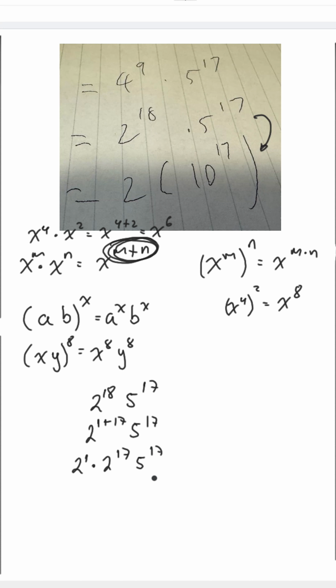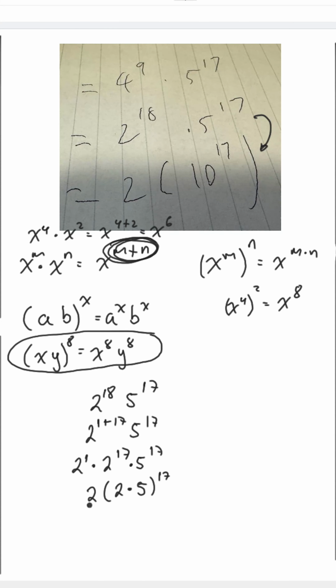And after that, we're going to remember that there is this property over here, all right? So if you have two terms that are elevated to the same power, all right, then that means that you can place them inside of a parenthesis. So 2 to the 17 times 5 to the 17, it means that we can write this as 2 times 5, and both of them we're going to raise to the 17.